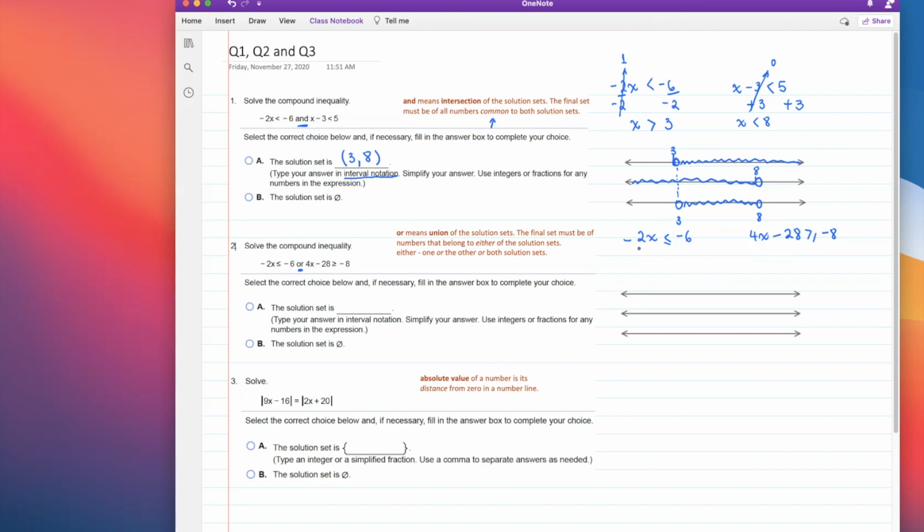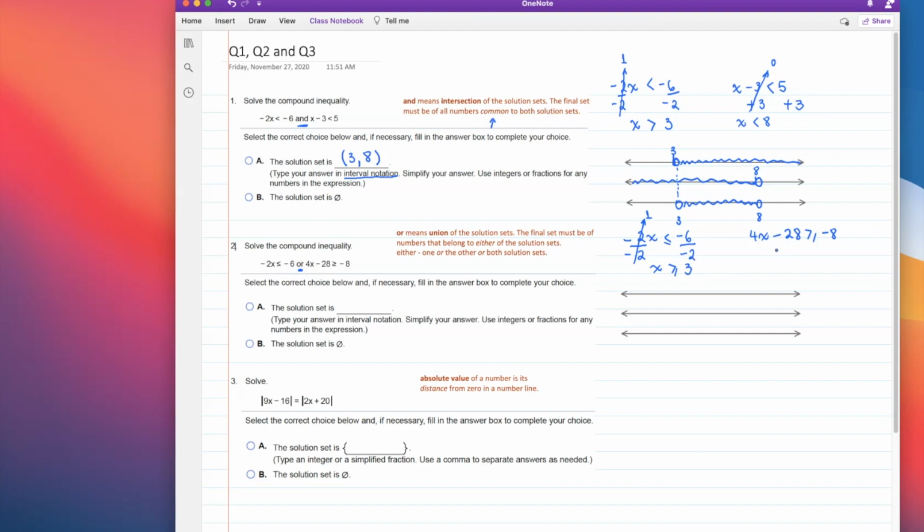Okay, so here I have a negative 2 multiplying x, so I have to divide by negative 2 on both sides to make the coefficient of x 1. Now x has to be less than or equal to number 3. Invert the inequality because I divide by a negative number.